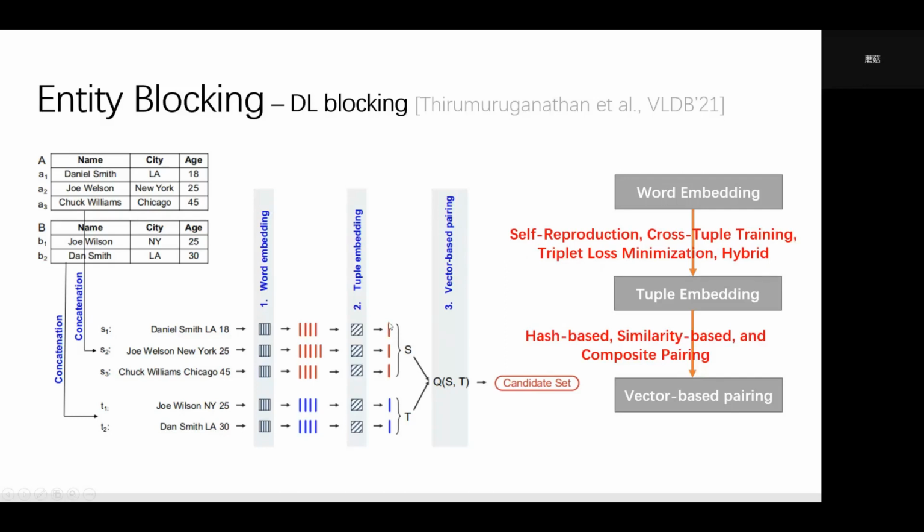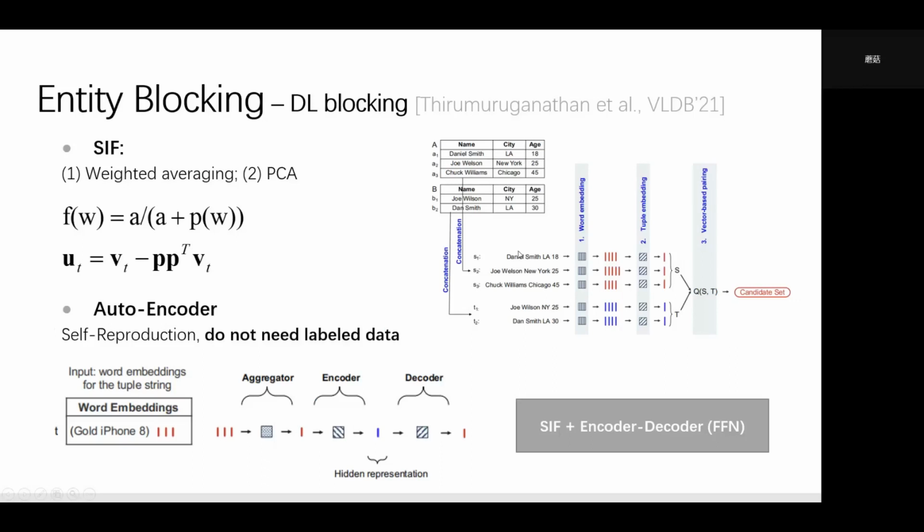So the first method is the SIF. For each tuple, we calculate a weighted average over the word embeddings to obtain the aggregation vector. VT is the aggregation vector, FW is the weight. And then we use PCA and calculate the tuple embedding for each tuple by subtracting the projection of its aggregation vector over the first principal component, and UT is the final embedding of the tuple. So SIF is often considered as an aggregator.